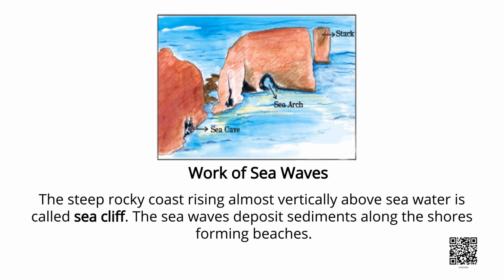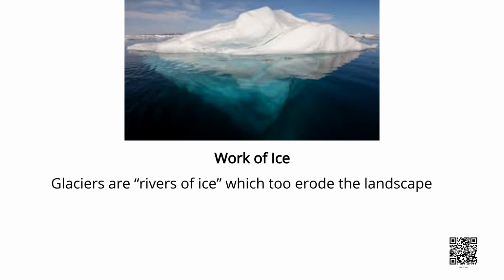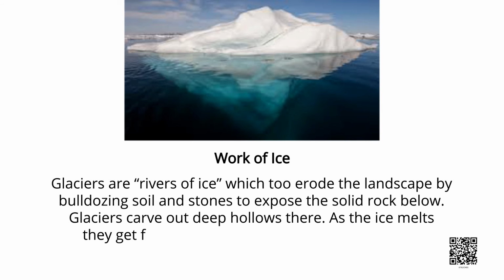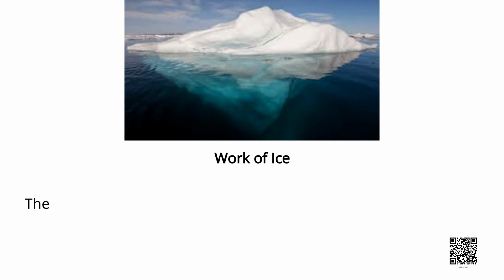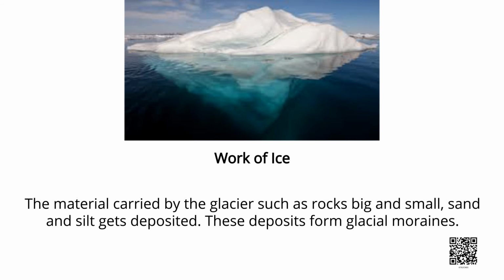So my dear children, now I'm going to tell you about the work of ice. Glaciers are rivers of ice which too erode the landscape by bulldozing soil and stones to expose the solid rock below. Glaciers carve out deep hollows there. As the ice melts, they get filled up with water and become beautiful lakes in the mountains. The material carried by the glaciers, such as rocks, big and small, sand and silt, gets deposited. These deposits form glacial moraines.